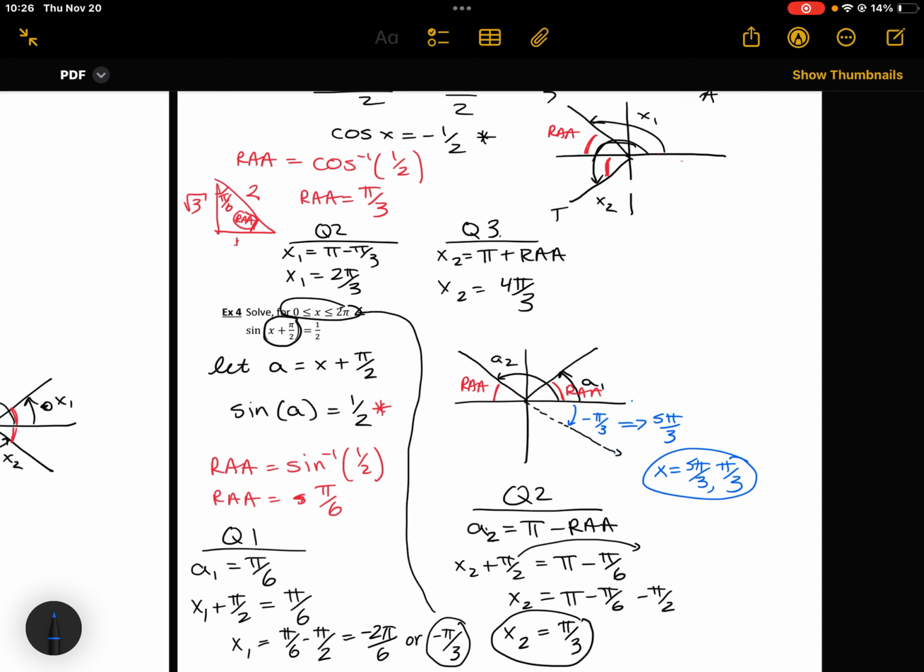And those are some examples on how to solve trig equations using special triangles and non-special triangles.